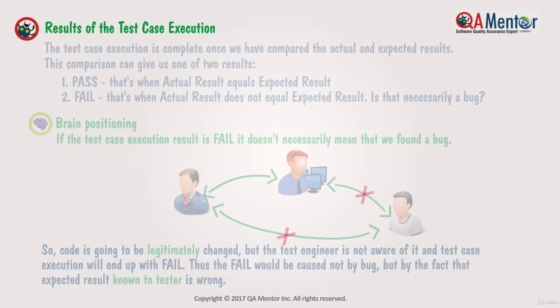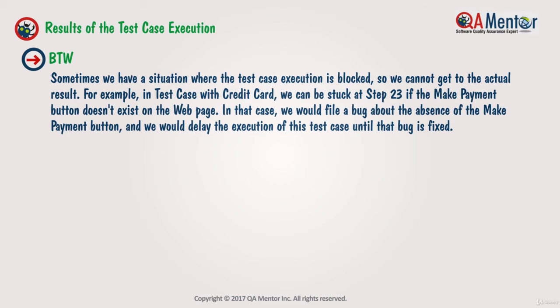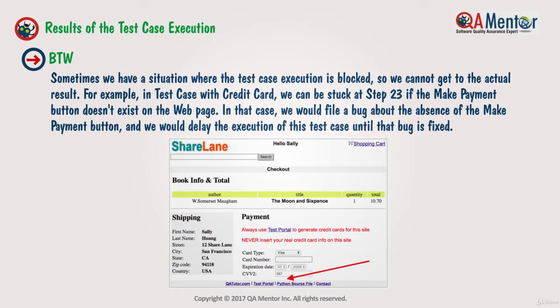tester is wrong. By the way, sometimes we have a situation where the test case execution is blocked, so we cannot get to the actual result. For example, in test case with credit card, we can be stuck at step 23 if the Make Payment button doesn't exist on the web page. In that case, we would file a bug about the absence of the Make Payment button, and we would delay the execution of this test case until that bug is fixed.